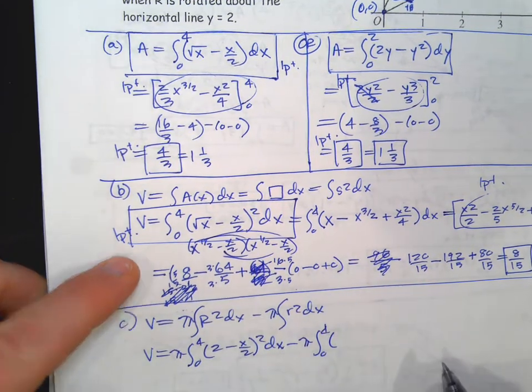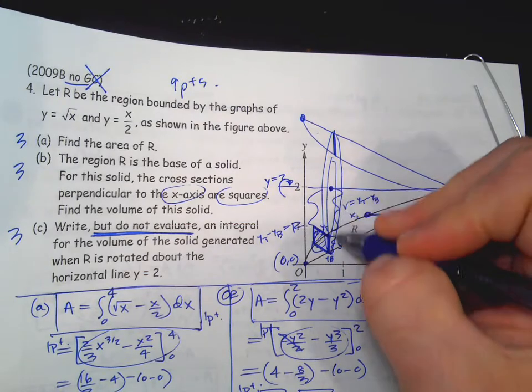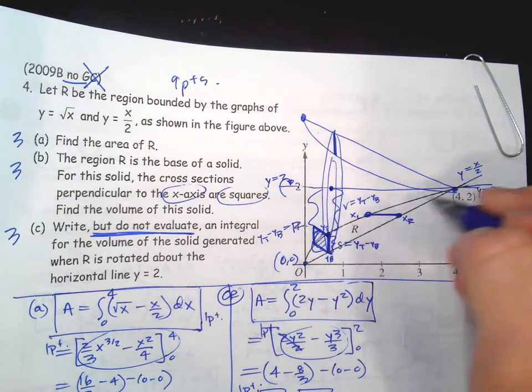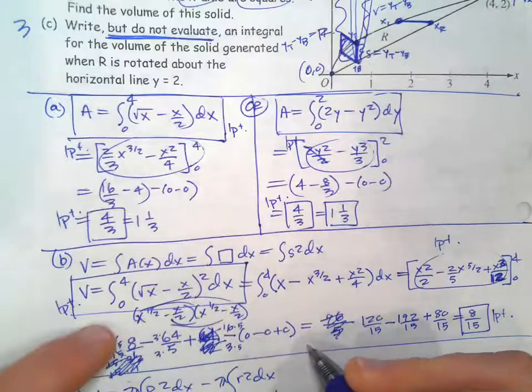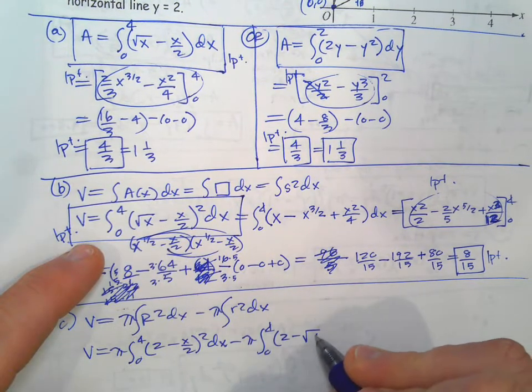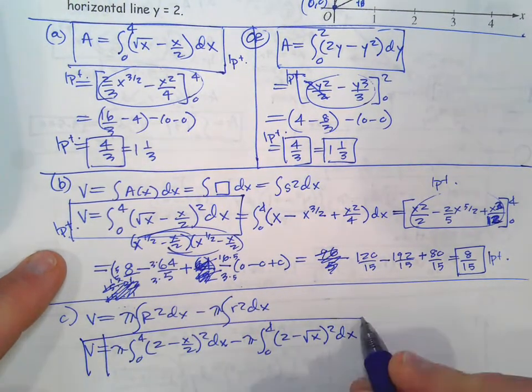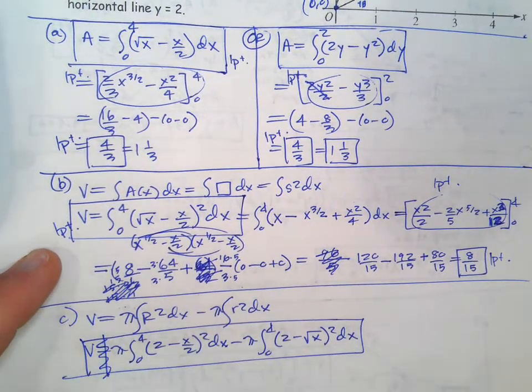The little radius is going to be the one inside. It's going to be y top, which is 2, minus y bottom, which is right here, the parabola. So it's going to be 2 minus the square root of x, squared, dx. And that's it. That's all you have to do. You don't have to find the answer.